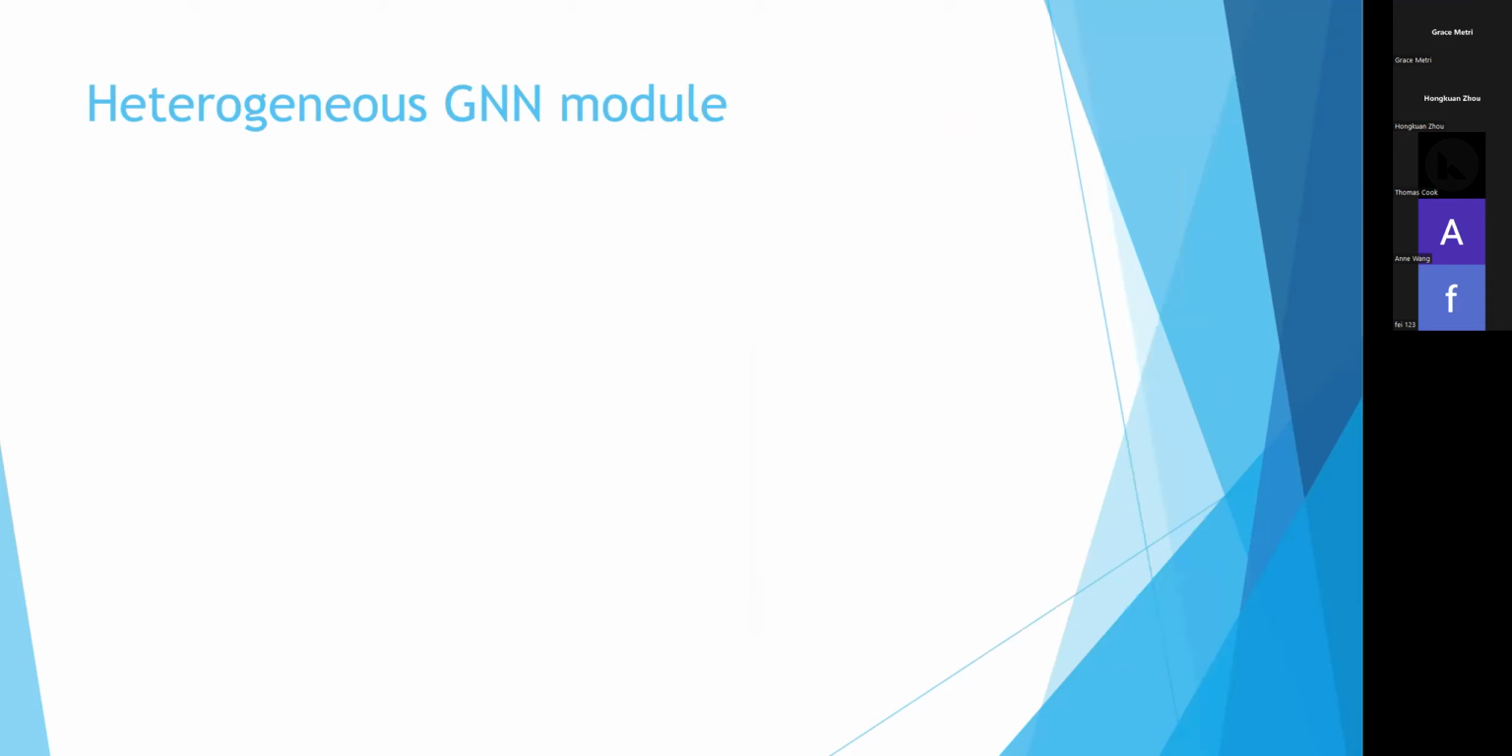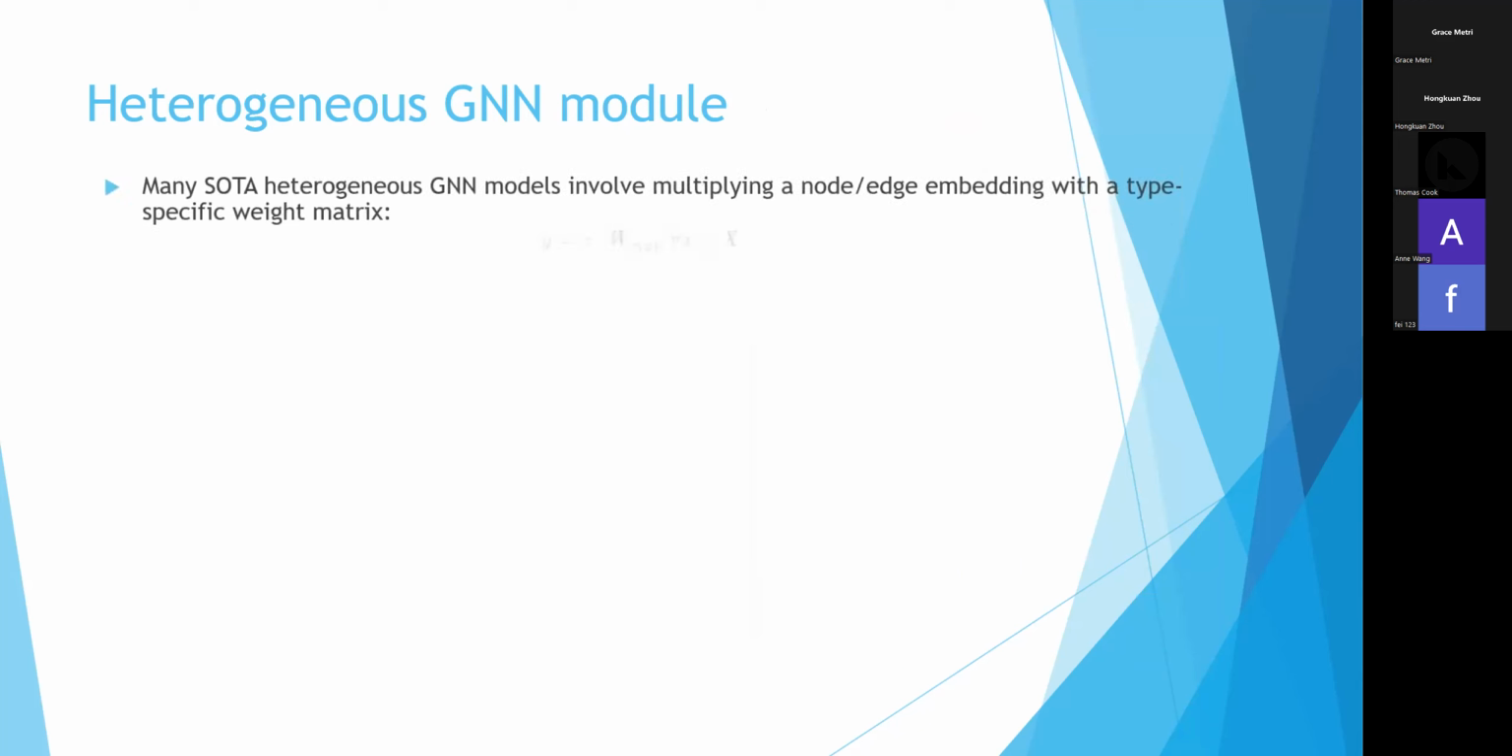The other part that I want to highlight is the heterogeneous GNN module. We observed that many state-of-the-art heterogeneous GNN modules involve this kind of computation. You can see an equation here. Normally, a linear transformation is y equals x multiplied by W, where W is a weight matrix. But for a heterogeneous module, the W will have a subscript, that is the type. You can see there's a tau of x here.